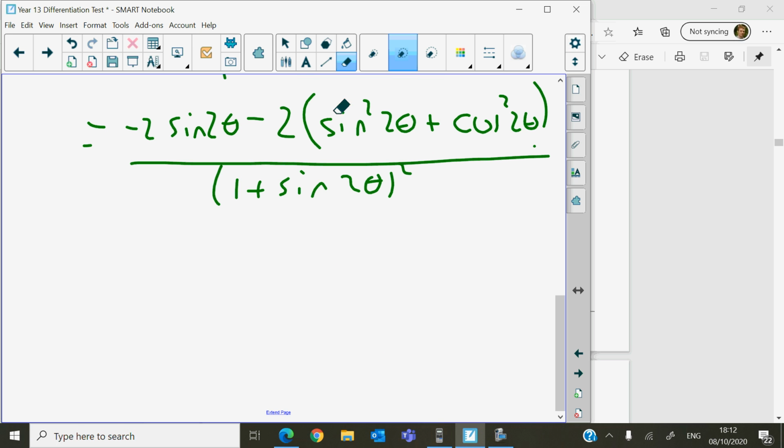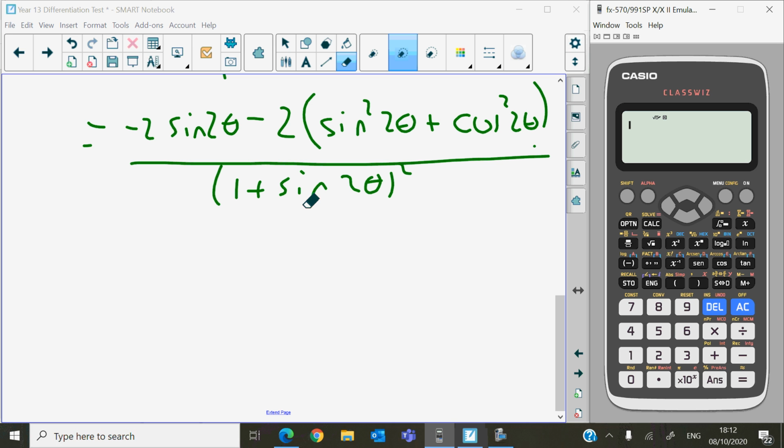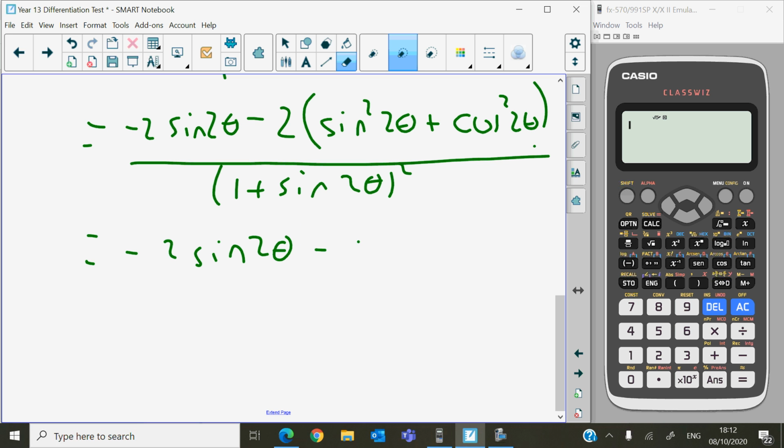Okay. Well, what does sine squared 2 theta plus cos squared 2 theta become? Well, any sine squared of anything plus the cos squared of the same angle, we know becomes 1. Sine squared a plus cos squared a is 1. So therefore, that's what we're going to get. This ends up becoming minus 2 sine 2 theta minus 2 times 1. So just minus 2 over 1 plus sine 2 theta all squared.